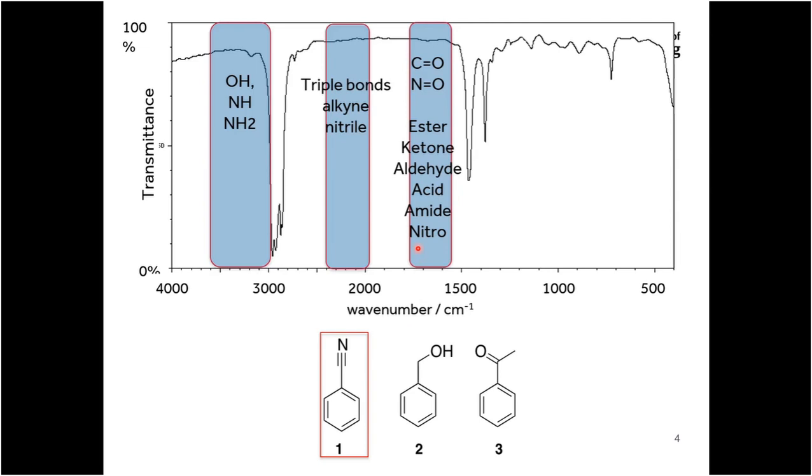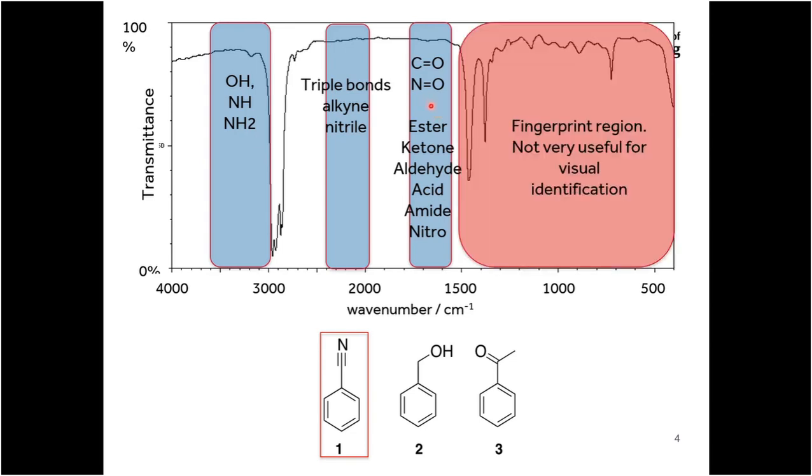Now if we bring in the rest of the spectrum, we have our third region, which contains carbon-oxygen and nitrogen-oxygen double bonds. We have esters, ketones, aldehydes, carboxylic acids, amides, and nitro groups present within this region. And then finally we have the fingerprint region. So what we can see is that the nitrile group matches up with this region here between 2000 and 2400 wave numbers. And so if we saw a peak in this region, we would know that compound 1 would have to be the nitrile compound.